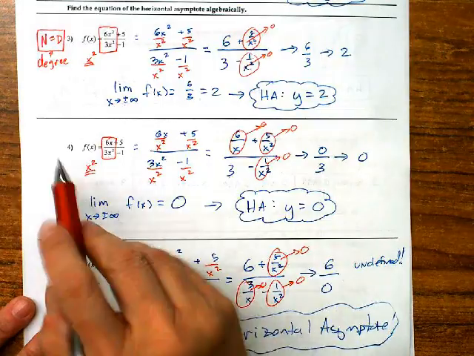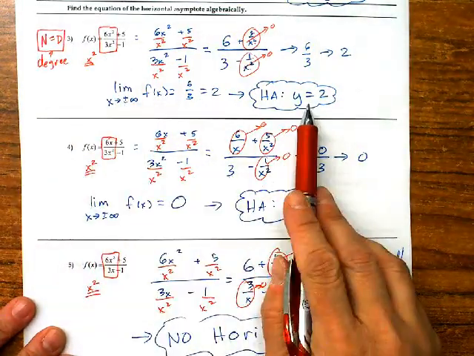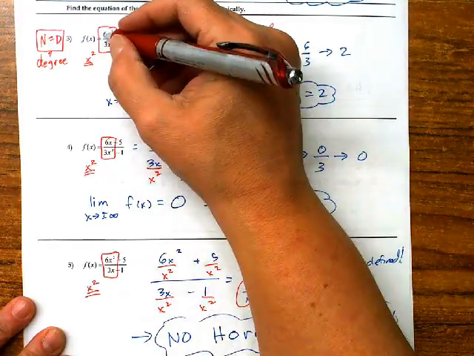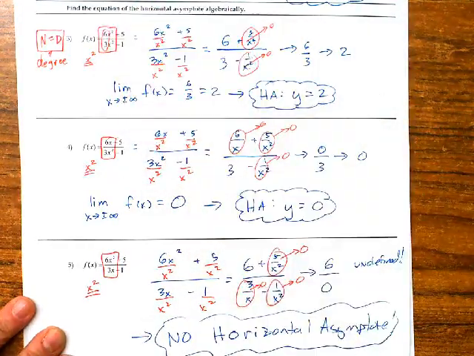So we had a tie of the powers. The horizontal asymptote was y equals 2. Funnily enough, of course, 2 happens to be 6 divided by 3.